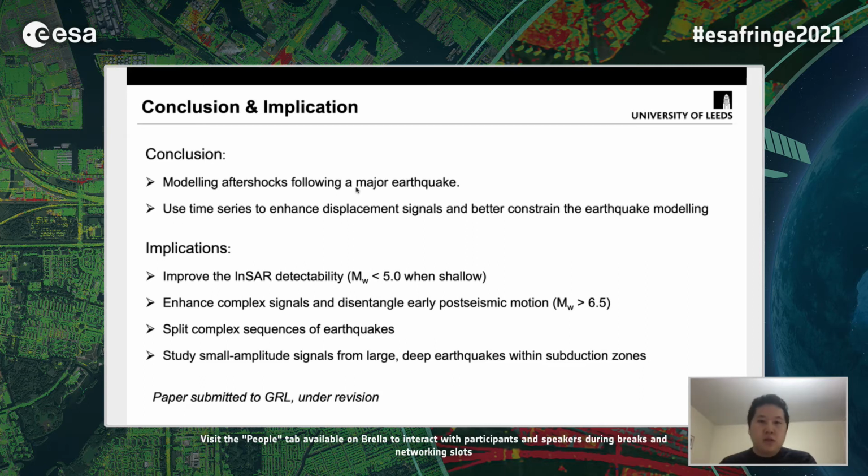Further applications of our research: our method can be used to split complex sequences of earthquakes, especially aftershock sequences, as we have done here, or to study small magnitude signals from large deep earthquakes within subduction zones. Our work has been submitted to JRL and should be available soon.